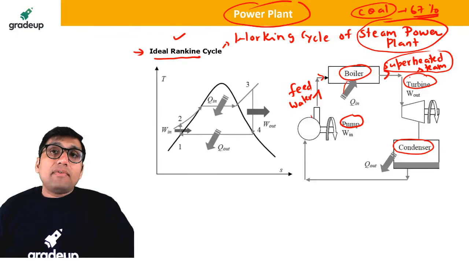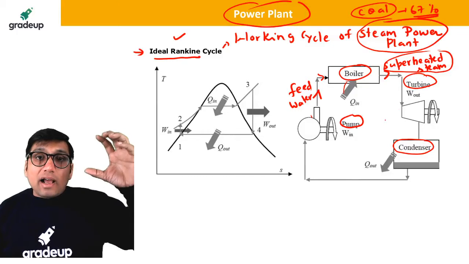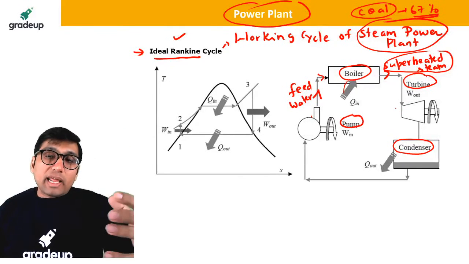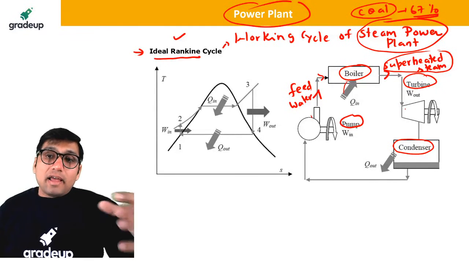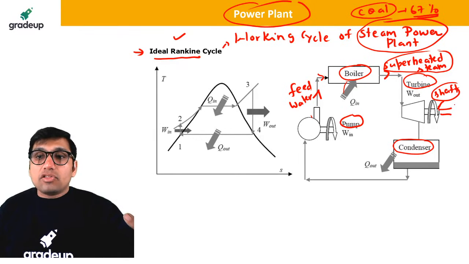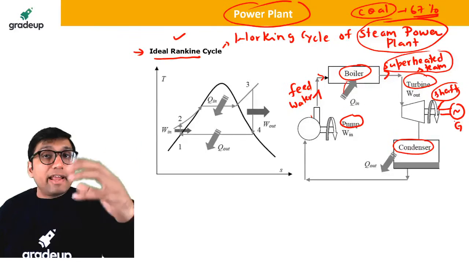Now that superheated steam will be passed through a nozzle where the pressure energy or thermal energy of the steam will be converted into kinetic energy with the help of a nozzle. That is a part of the turbine. So the nozzle will provide high kinetic energy on the turbine blades. Because of that, the turbine blades will rotate. They will produce some mechanical energy. That mechanical energy will be transferred to the shaft of the turbine. Now the shaft of the turbine is connected to the shaft of the generator, which will be producing the electricity.